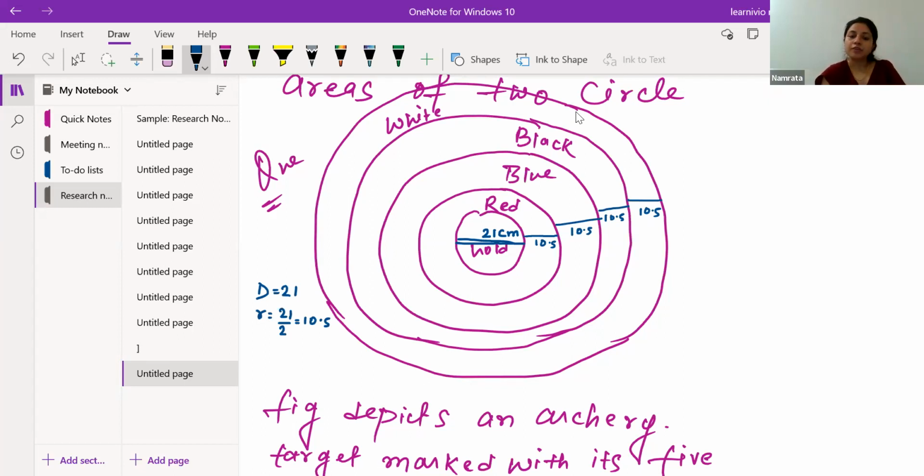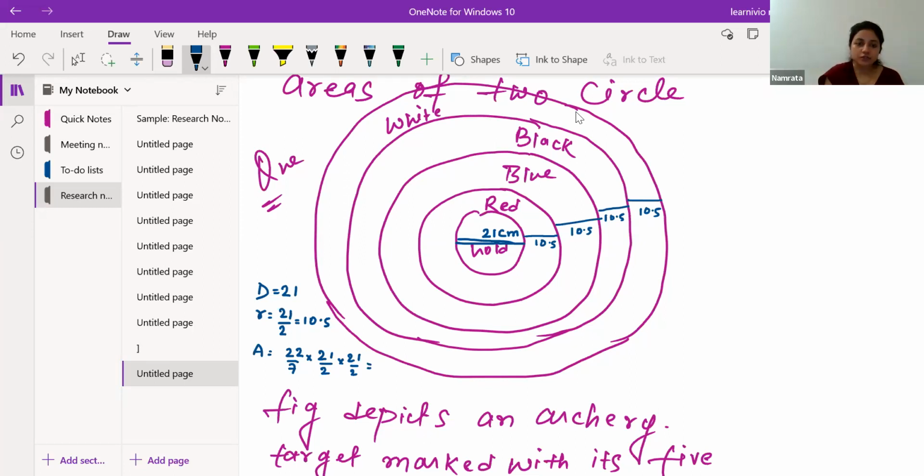Yeah, 10.5. Now area will be pi r square. So pi is 22 by 7 into 10.5 into 10.5, or directly we can write it as 21 by 2 into 21 by 2. Then we have to do the calculation. Eventually that will be a decimal number, as you can see, because everything in the denominator will not get cancelled out with the numerator. So let me check with the calculator what we will get exactly.